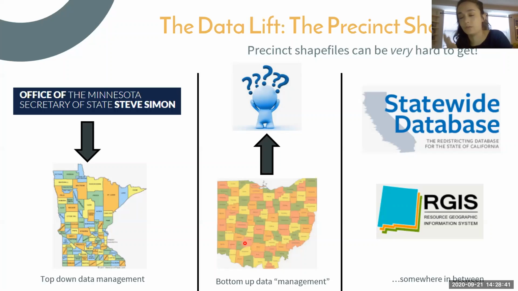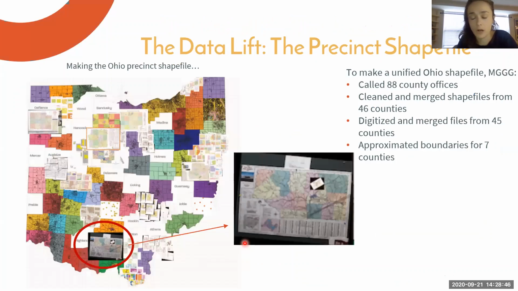So not all of the resources might be totally in sync. Going back to the Ohio situation, we hosted a summer program a couple of years ago. It was a data summer program for students to learn about what we do. And they took on trying to make a unified Ohio precinct shapefile for the whole state. And as I said, there is no standardization county to county in Ohio.